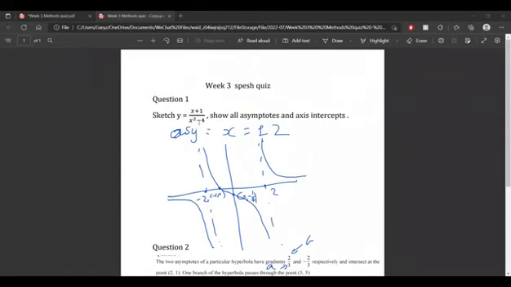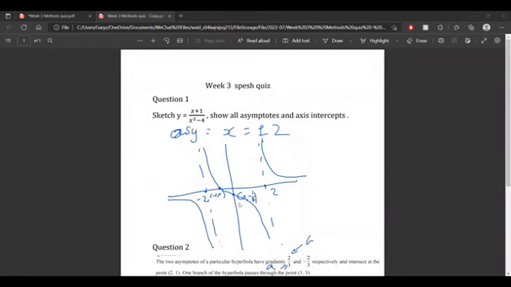For question 1, I think the easiest part here is to work out the x asymptotes first, just by letting the bottom equal to 0, so x is equal to plus minus 2. So we can draw these two lines in. And then what I did after is to work out the x and y intercepts.